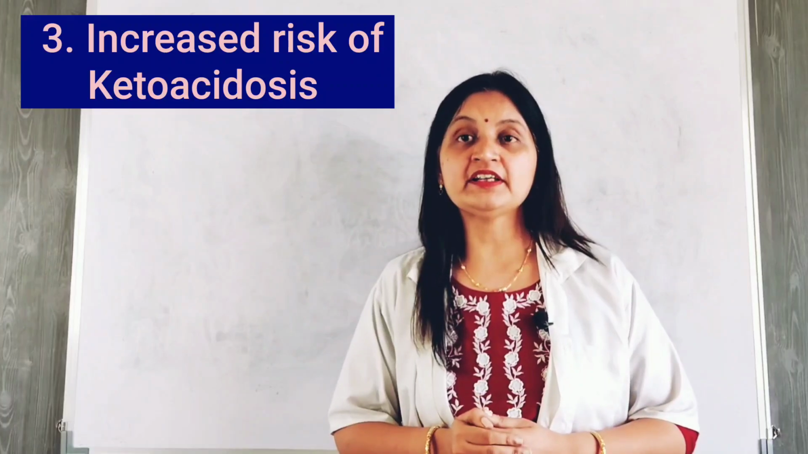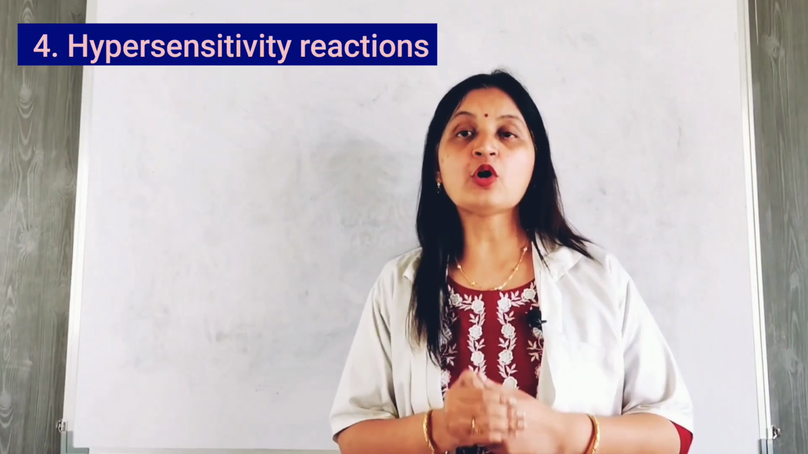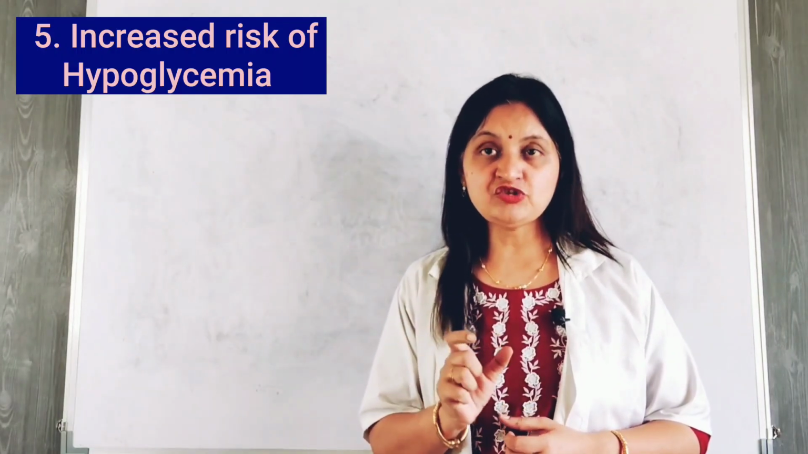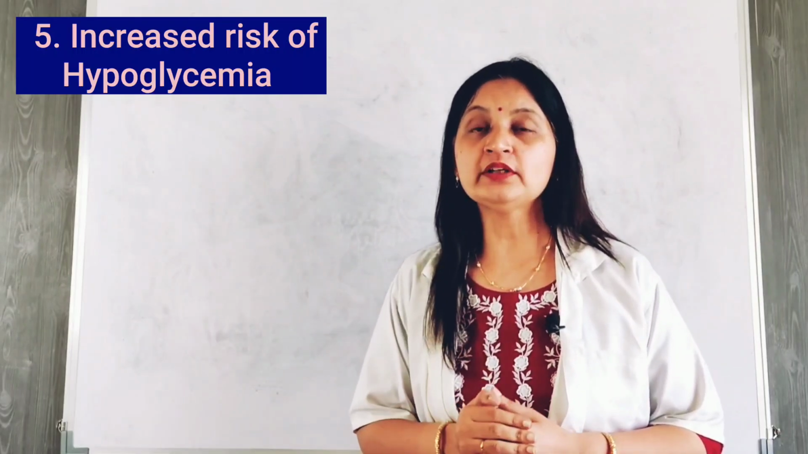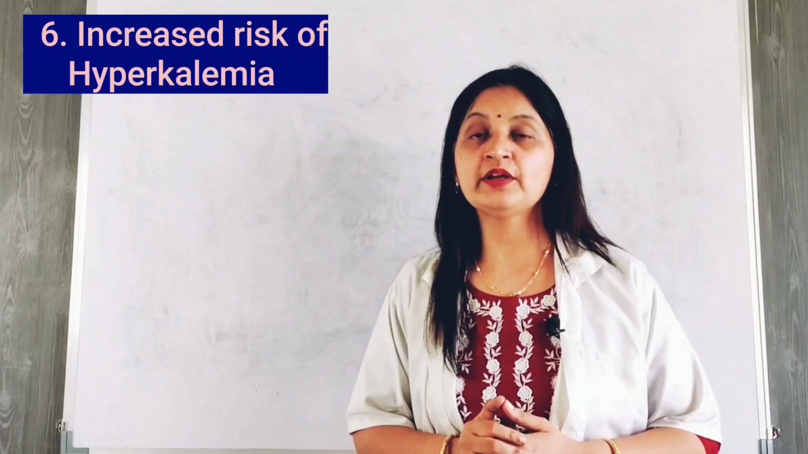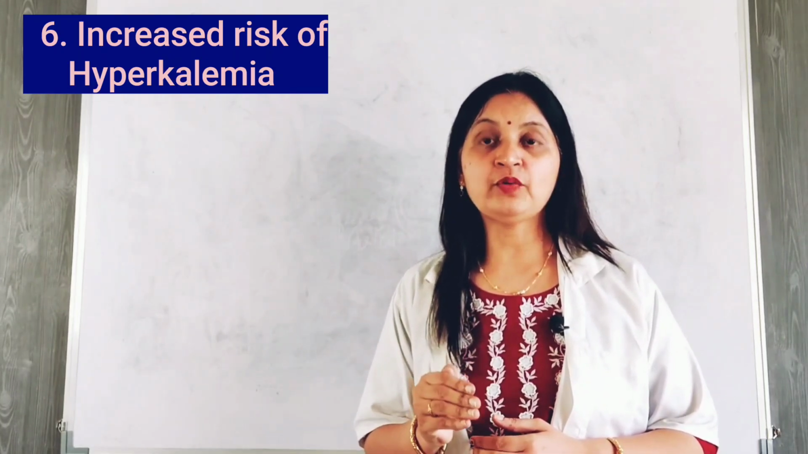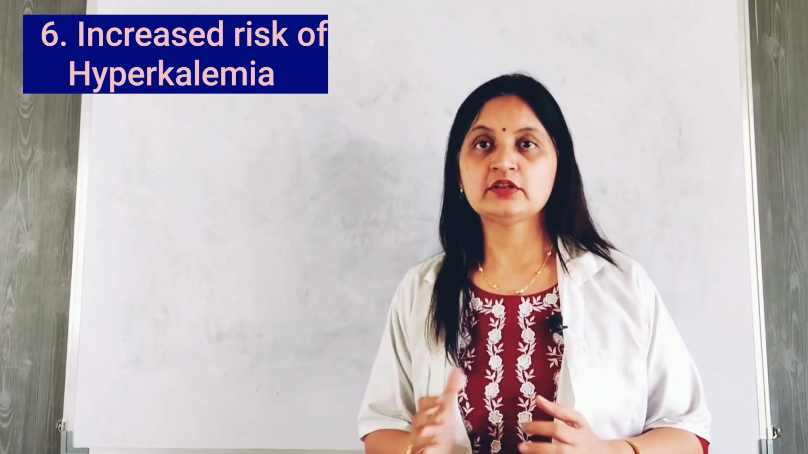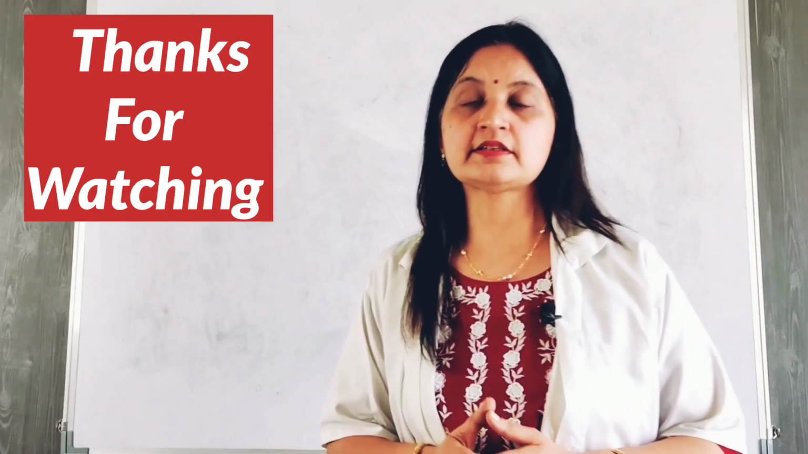Next, hypersensitivity reactions such as erythema and rash have been reported, and also there is increased risk of hypoglycemia, particularly when SGLT-2 inhibitors are combined with insulin or sulfonylurea, which is an insulin secretagogue. Also, these drugs have been known to increase the risk of hyperkalemia, particularly when combined with an ACE inhibitor or angiotensin receptor blocker. So these are some of the side effects that are associated with SGLT-2 inhibitors.